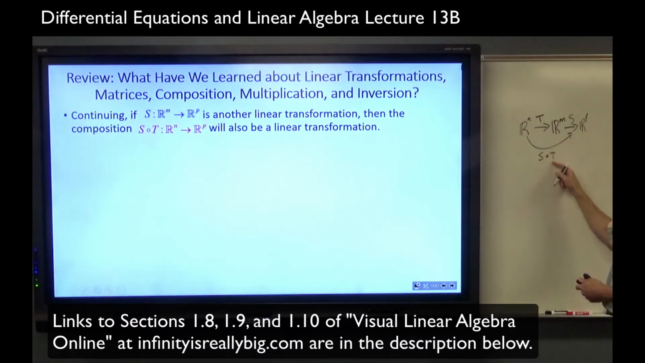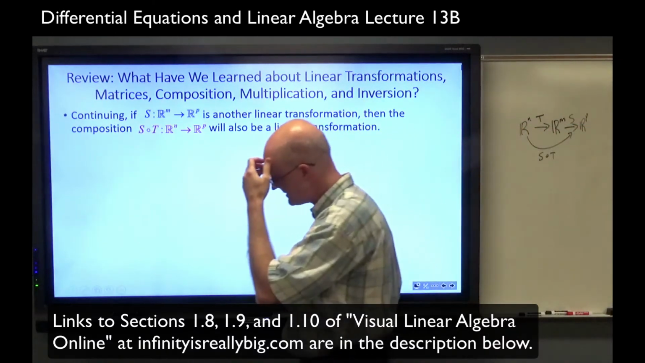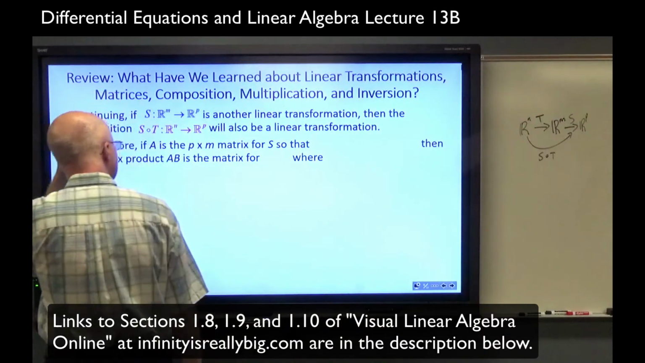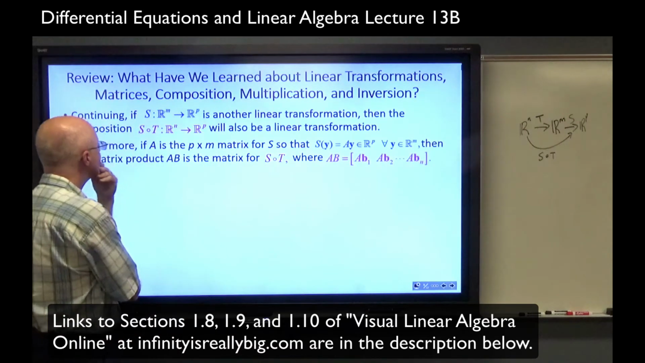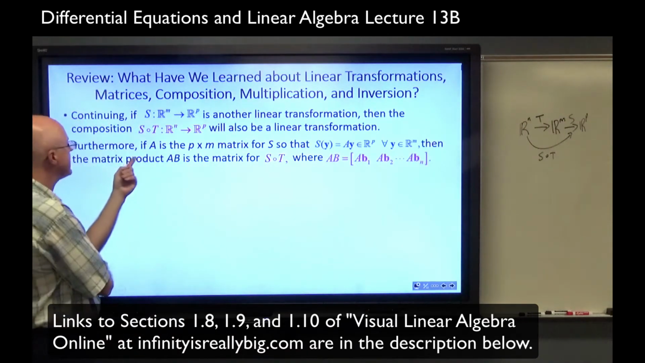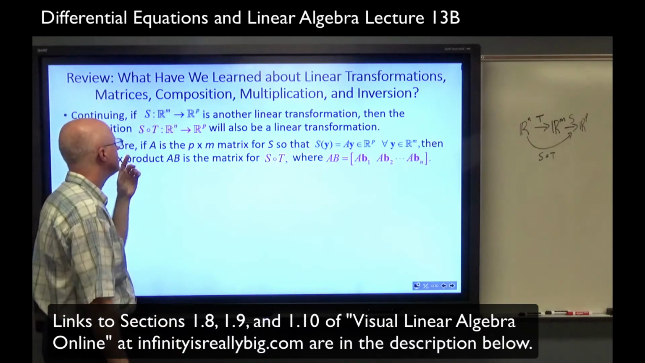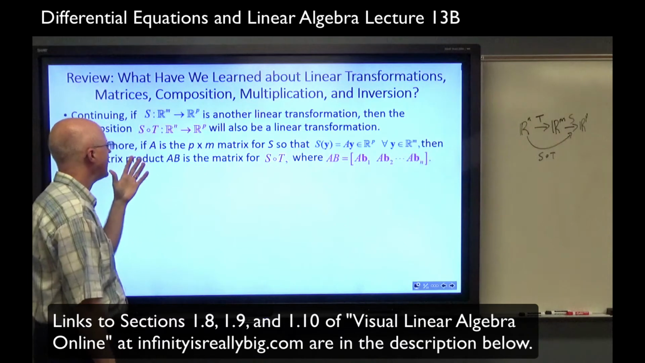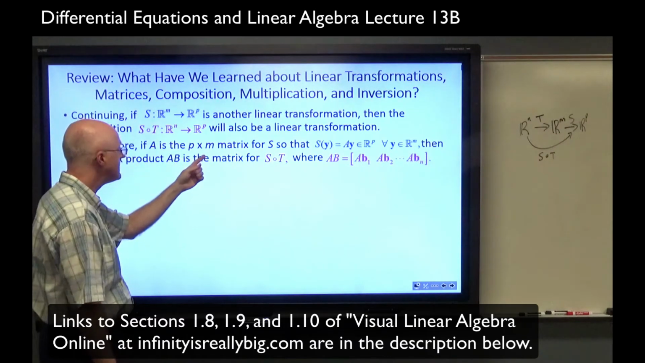This means do T first, then S. Work from right to left. It's also going to be a linear transformation, so it's also going to have a matrix. And that matrix is found by matrix multiplication. So I'm saying A is now the matrix for S. B was the matrix for T. B was M by N. A is P by M.